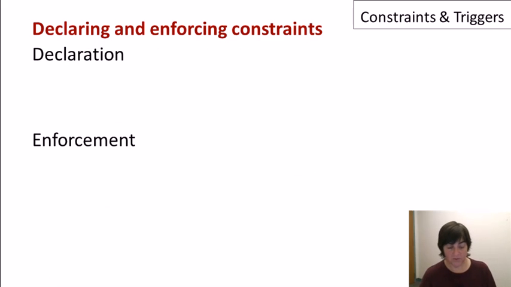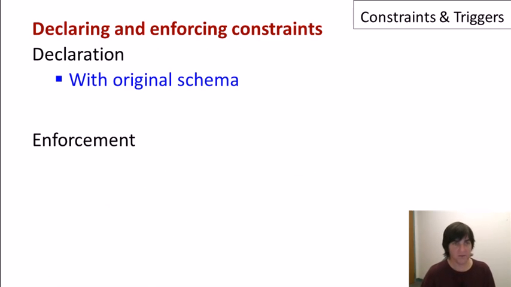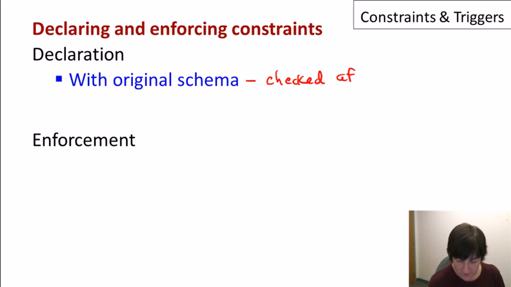Now let's talk about how constraints are declared and enforced. There's two different times that we can declare constraints. One is with the original schema. So at the time we create tables, we can associate constraints with those tables or with the entire database. If we do it this way, then the constraints are typically checked after bulk loading.